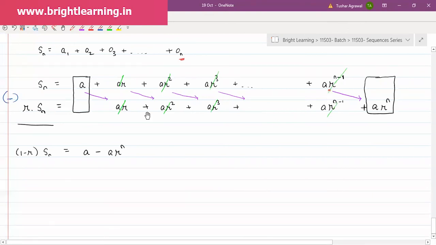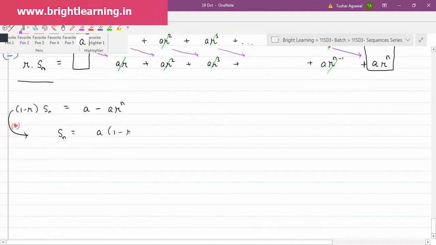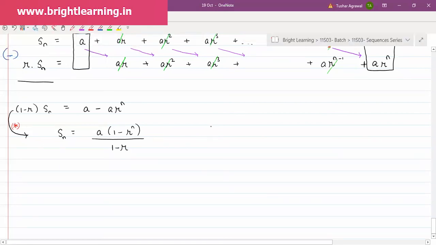Up till now, no problem. The next step there is a star mark condition. This step is universally true: 1 minus r into Sn is equal to a minus a r raised to n. The next step is Sn equals a times 1 minus r to the power n, divided by 1 minus r, if and only if r is not equal to 1.